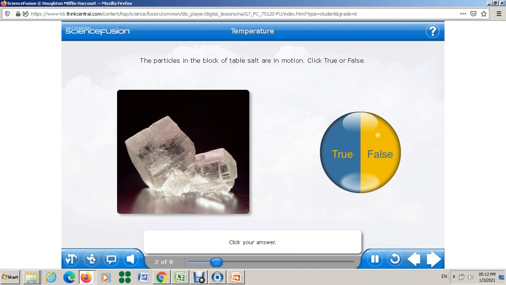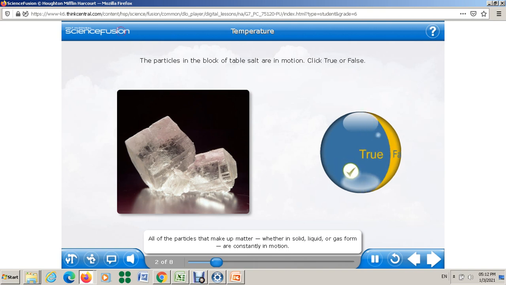Do you agree with this? Are always? Yes, we have mentioned this, so this one is true. All of the particles that make up matter, whether in solid, liquid, or gas form, are constantly in motion. Okay, let's continue.